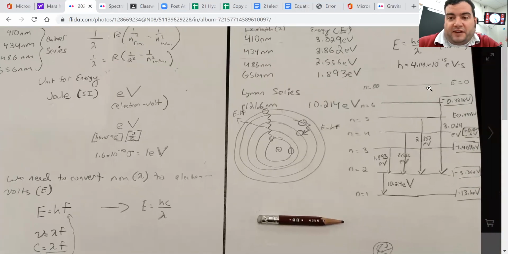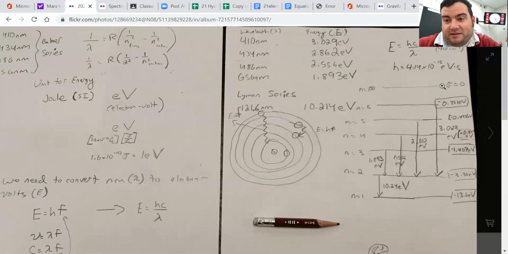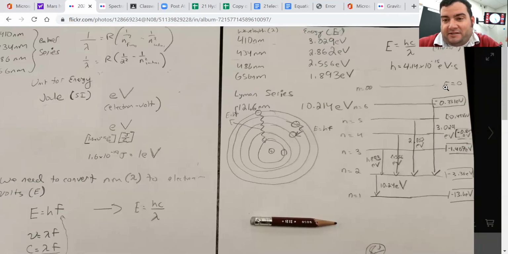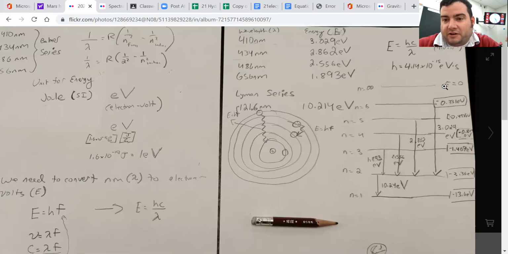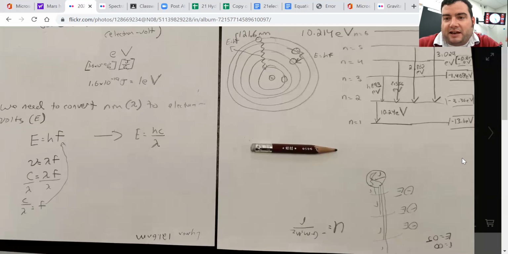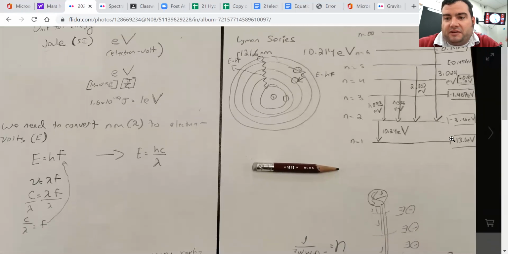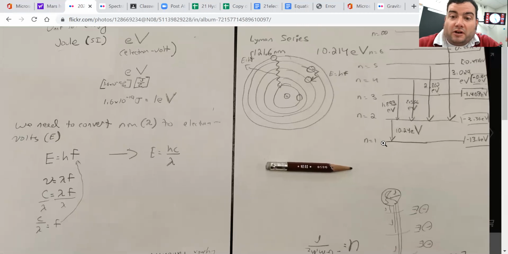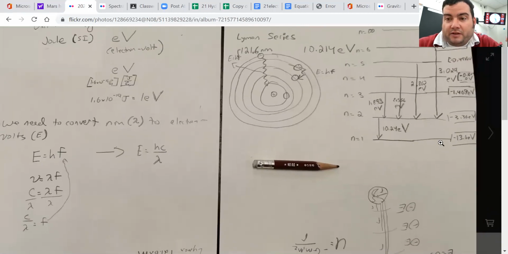So since figuring out the energy required to ionize an electron is relatively easy, we call the electron being ionized infinitely far away. We call that energy 0. The ionization energy of the ground state of the hydrogen atom is 13.6 electron volts. So we're going to call n equals 1, minus 13.6 electron volts.